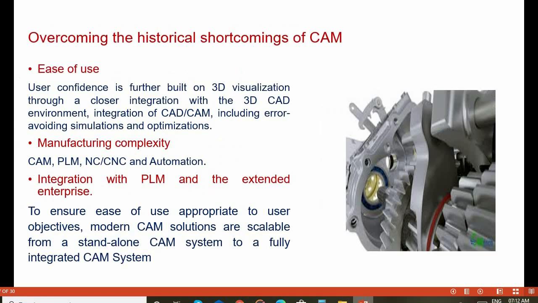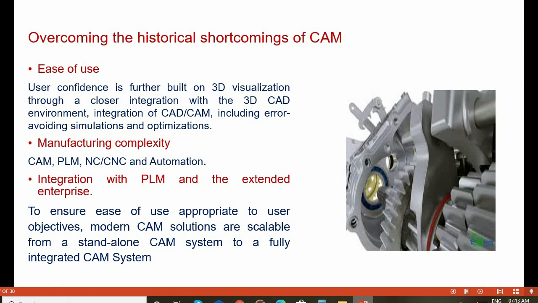How can we overcome the historical shortcomings of CAM? CAM provides ease of use. Accessing CAM is very simple and easy. It gives users more confidence. User confidence is further built on 3D visualization, closer integration with the 3D CAD environment, and integration of CAD and CAM, including error-avoiding simulation and optimization. By using the 3D environment and the integration of CAD/CAM, errors are reduced, and simulation and optimization reduce the time, so the confidence of users has increased.